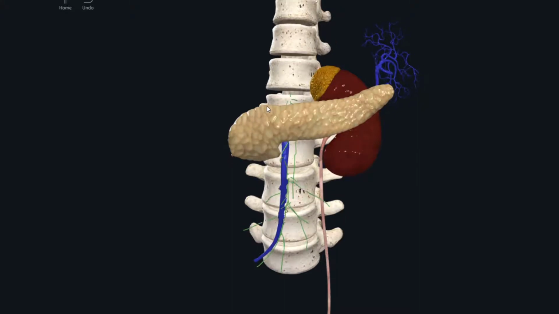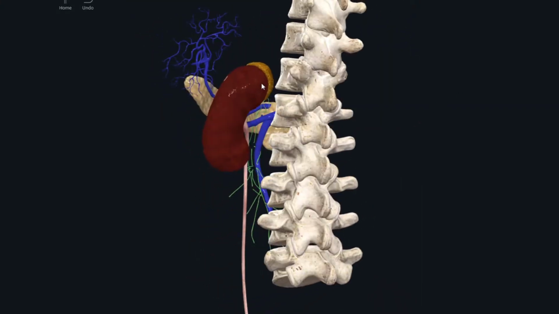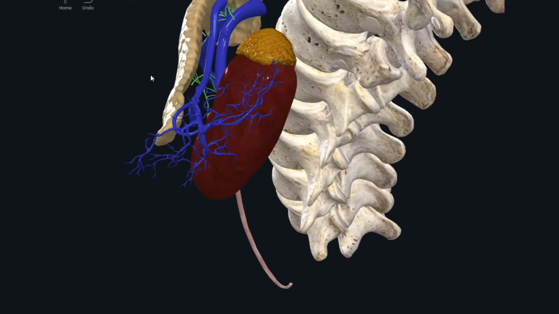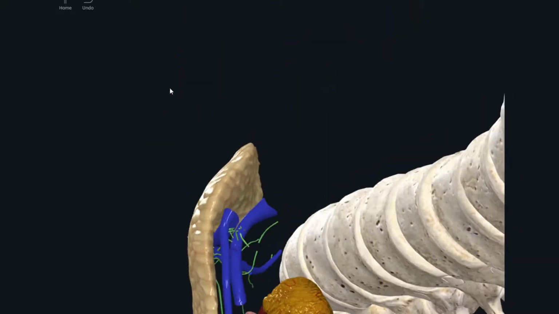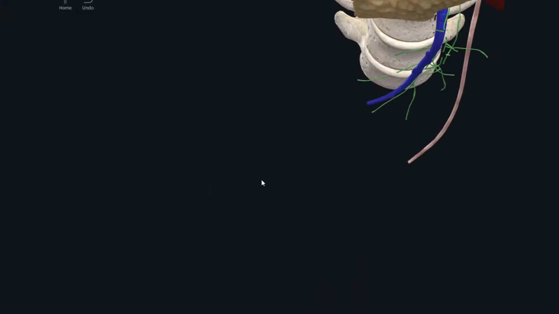So that right there are the posterior relations of the pancreas. So that being the upper pole of the left kidney. Then we have the suprarenal gland, and then we have the splenic vein, not the splenic artery. That is the splenic vein, and then we have the renal vein, and lastly, near the lower border, we have the mesenteric relations.